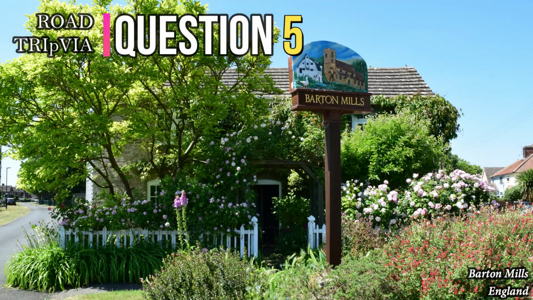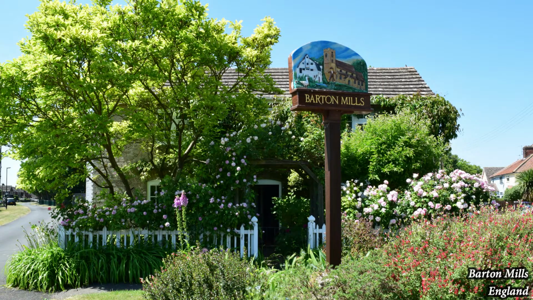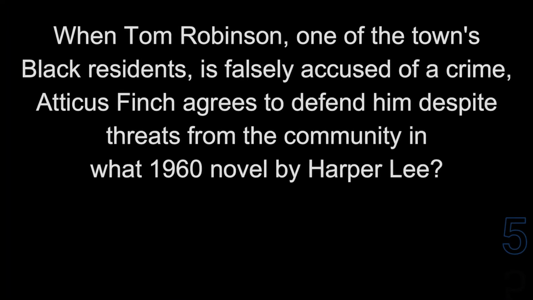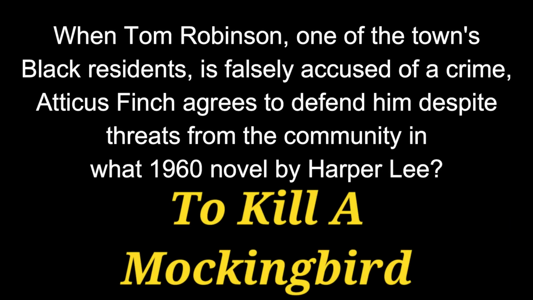Question 5. When Tom Robinson, one of the town's black residents, is falsely accused of a crime, Atticus Finch agrees to defend him despite threats from the community in what 1960 novel by Harper Lee? The answer is To Kill a Mockingbird.